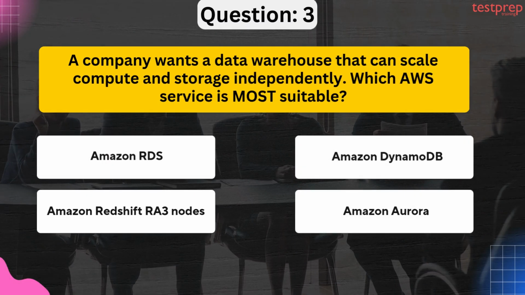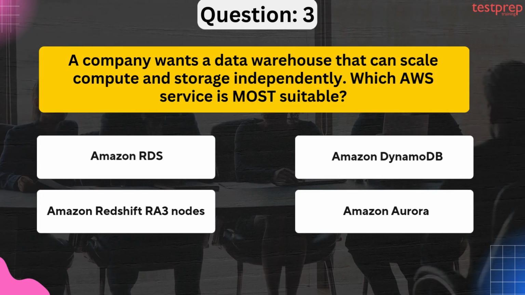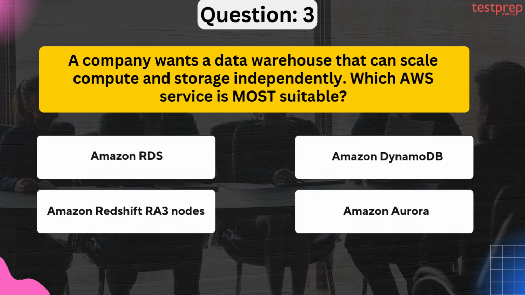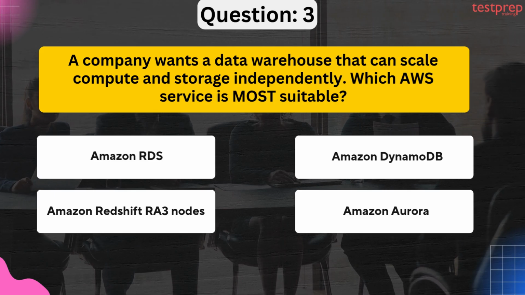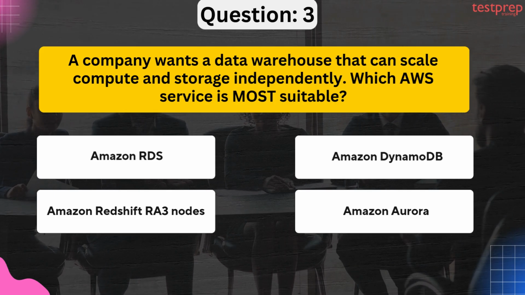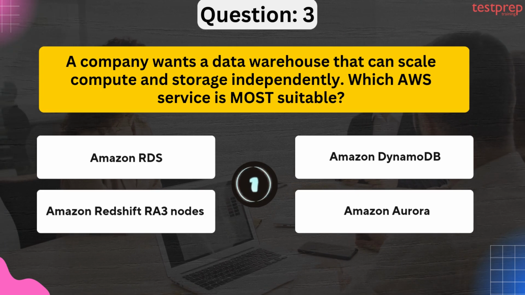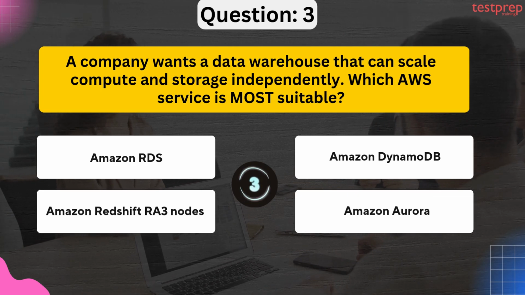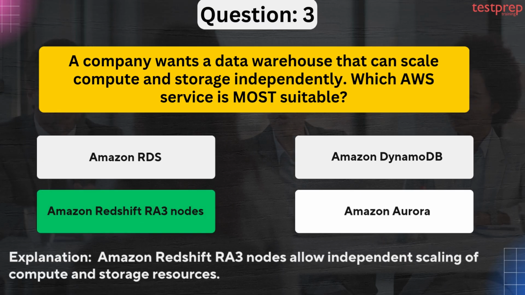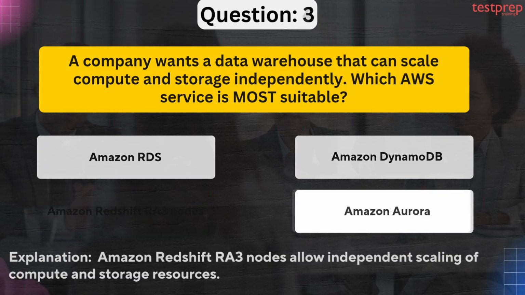Question 3. A company wants a data warehouse that can scale compute and storage independently. Which AWS service is most suitable? The correct answer is Amazon Redshift RA3 nodes. Amazon Redshift RA3 nodes allow independent scaling of compute and storage resources.